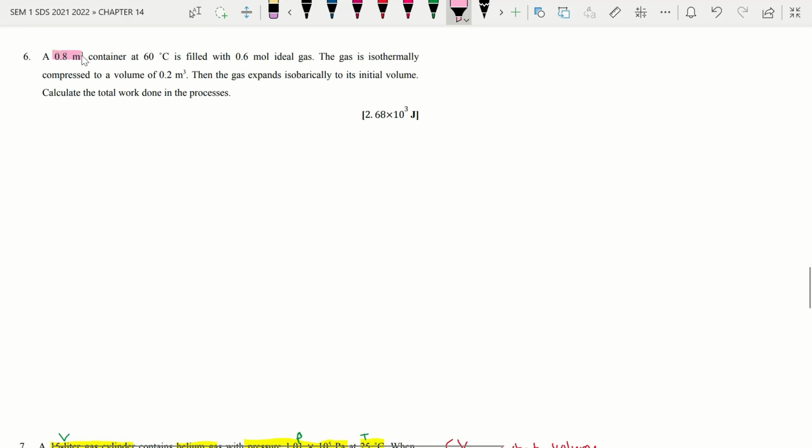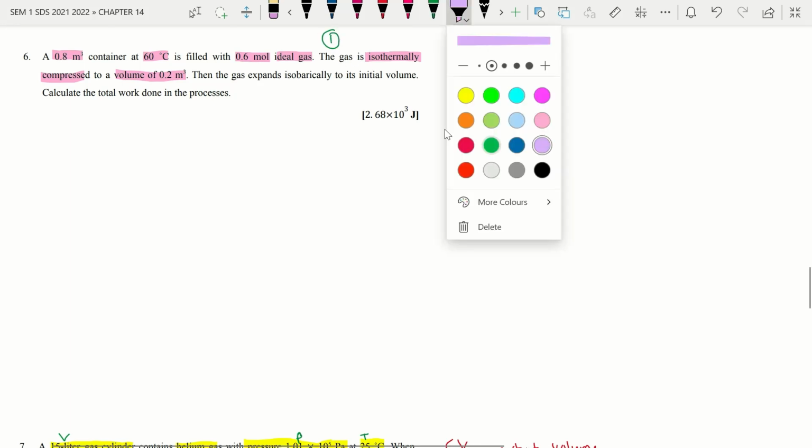A 0.8 meter cube container at 60 degrees Celsius is filled with 0.6 mole ideal gas. The gas is isothermally compressed to a volume of 0.2 meter cube. Okay, so this is the first process. Okay, and the process will continue.